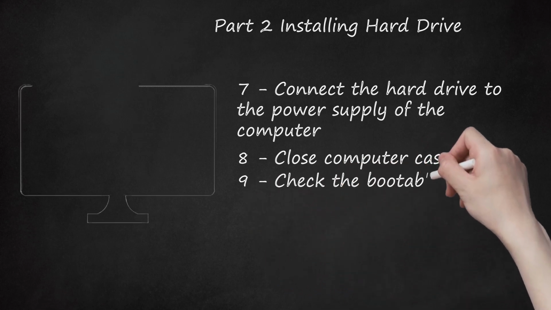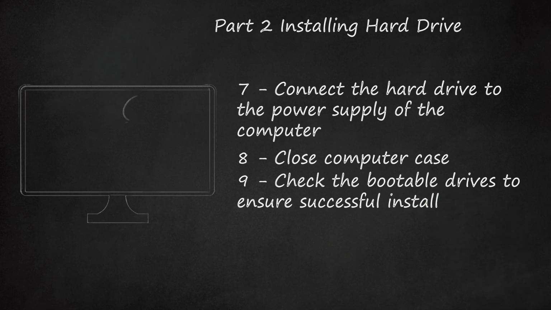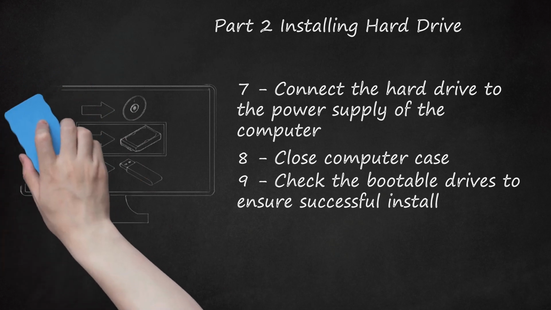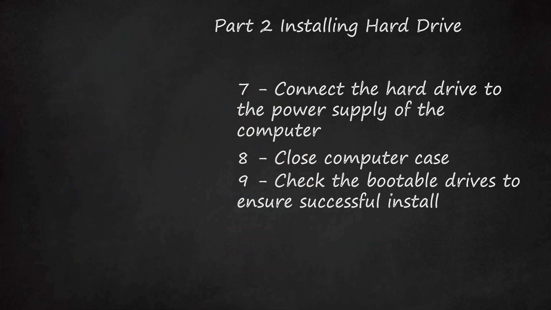9. Check the bootable drives to ensure successful install. After the computer has been closed, power on and check the bootable drives. This will require interaction with the computer's interface before the loading of Windows. If the install was successful, the newly installed drive will appear in the hard disk section of the bootable drives. It is important to note that booting from this drive is not possible. This step is to verify the BIOS of the computer sees the drive functioning properly.